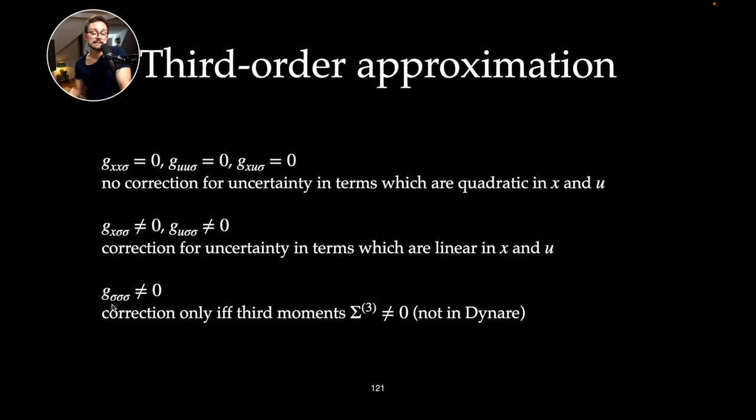Now, this G sigma sigma matrix, there could be even more correction to the level, but this is only true if the third moments of your shocks are non-zero, and in Dynare and in most papers we assume that shocks stem from the normal distribution, so there is no correction for that.